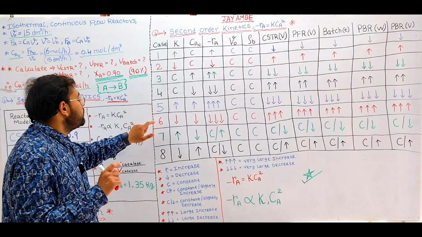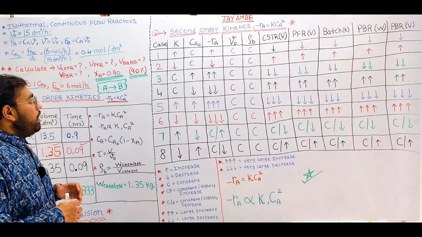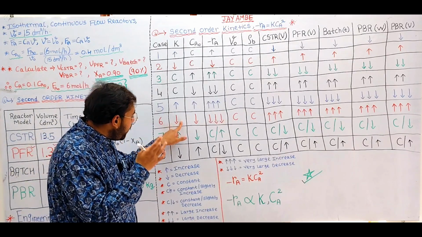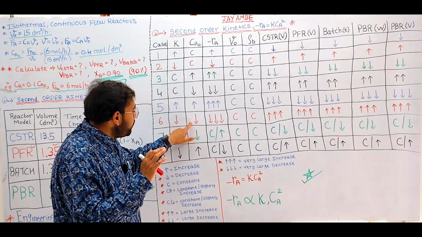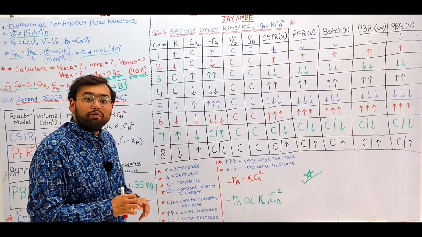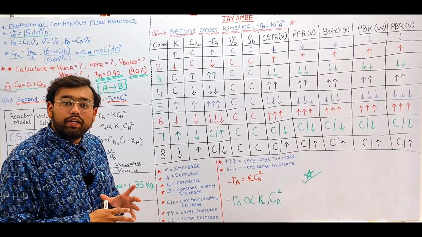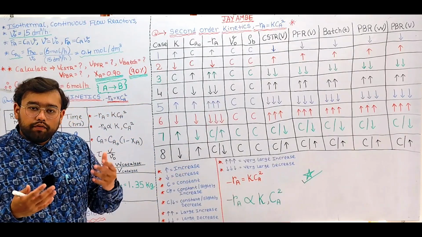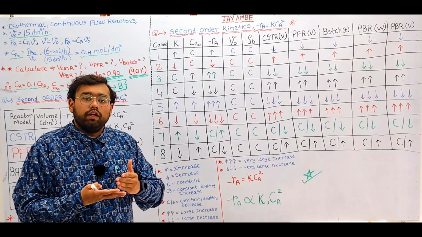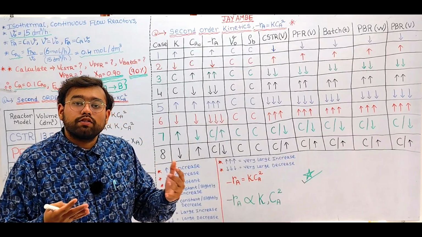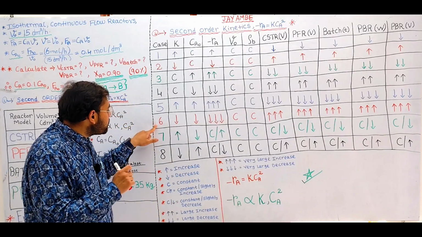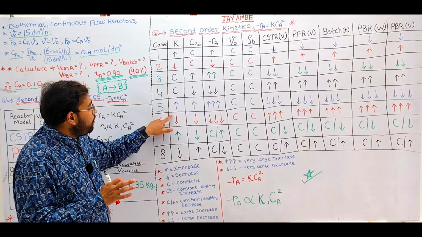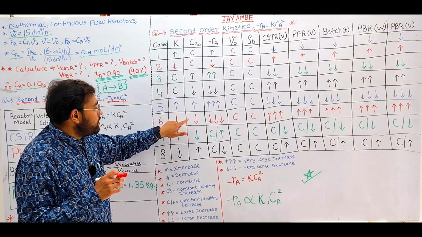Now we'll understand the sixth case. What if both the rate constant K and initial concentration are decreased simultaneously? How does this affect the reaction rate, the desired volumes of the different reactor models, the requirements of the weight of the catalyst, and the reaction time? We'll understand that. So in the sixth case, we have a simultaneous decrease in the rate constant K and the initial concentration.